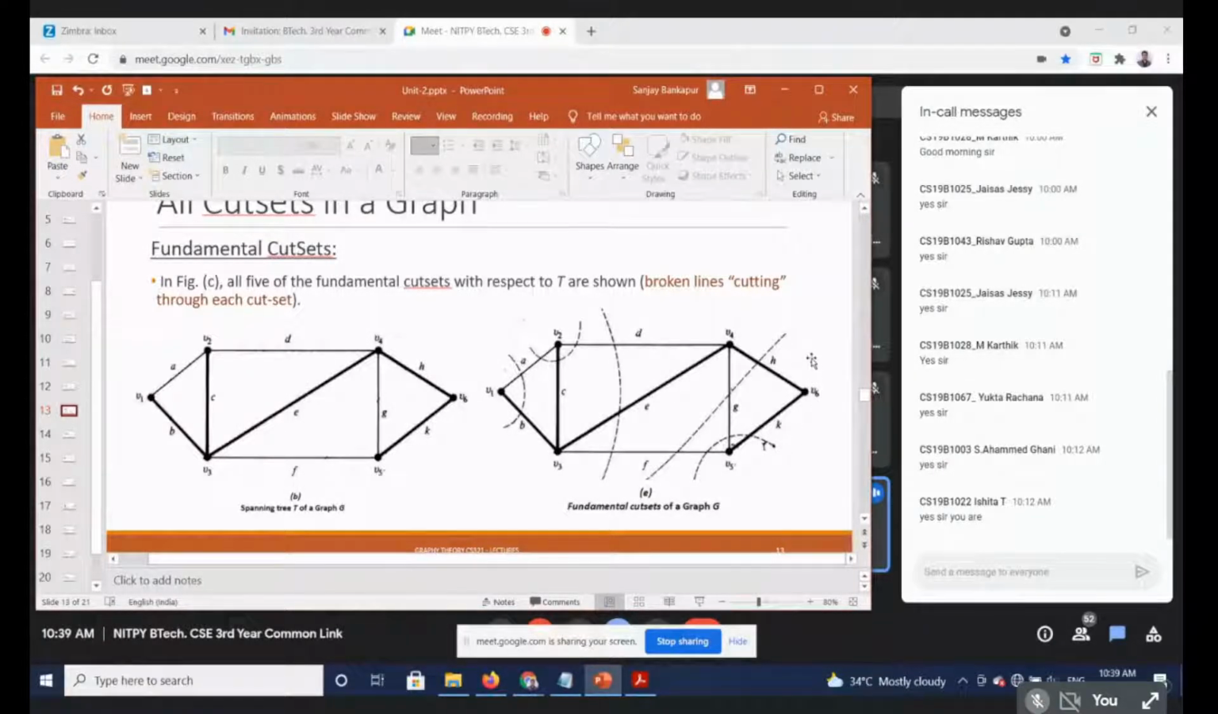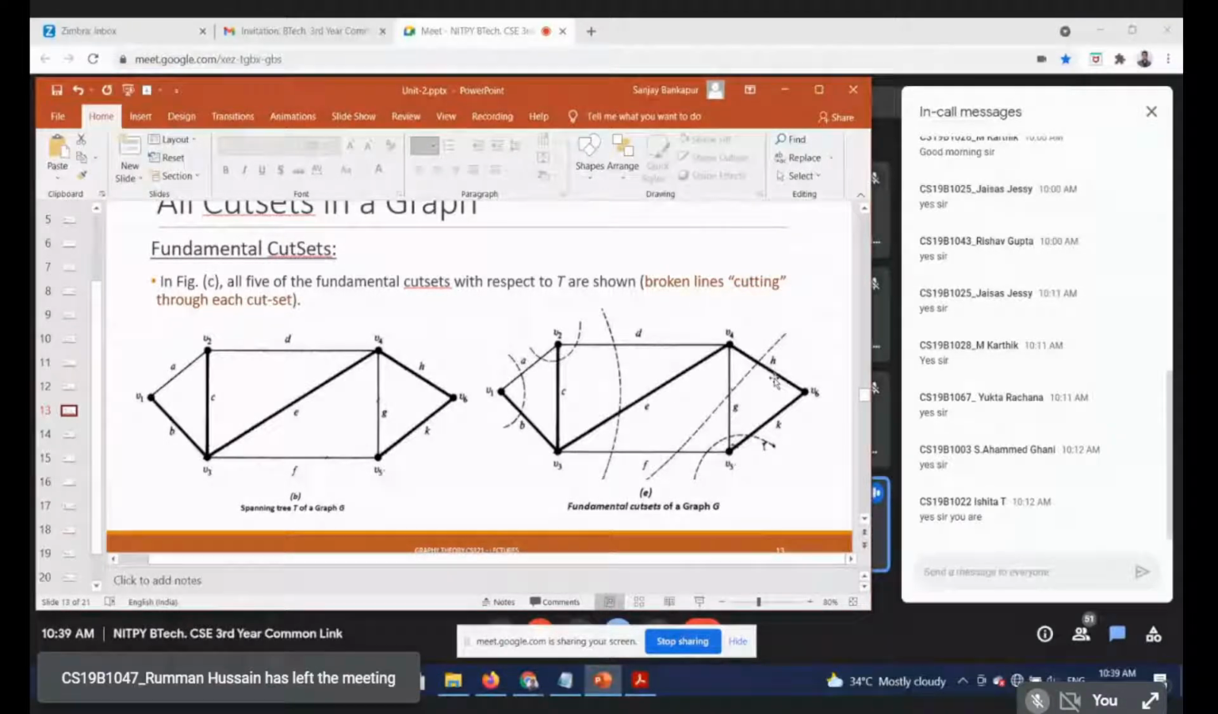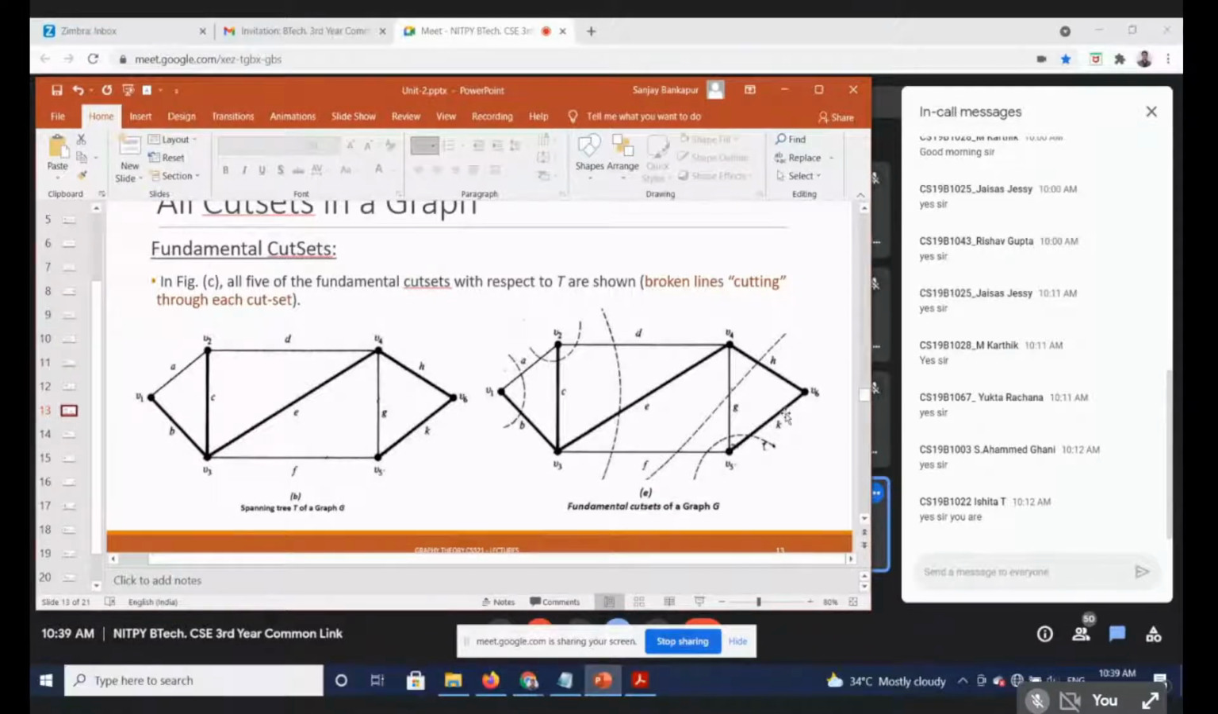There can be one more cut set like this, removing V6 out of that given graph. However, it doesn't become a fundamental cut set because branch H and branch K are part of the spanning tree, and there are 2 branches. There should be only one branch, then only that cut set becomes a fundamental cut set. Any questions?